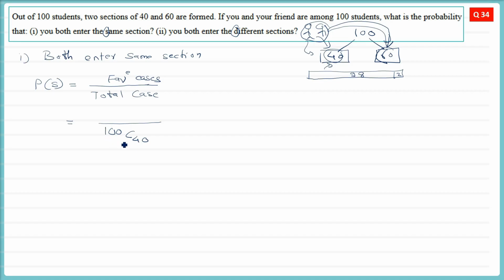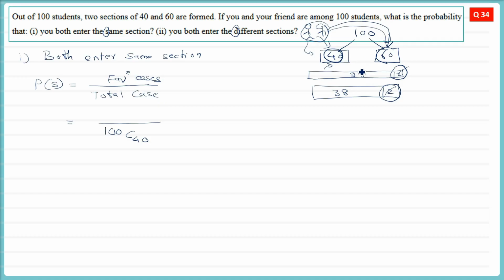that is the selection of total number of cases. But your favorable cases, if you are going to the 40 section, in this 40, 2 are you. In this 40, 38 are others and 2 are you. So how will these 38 be selected? Because you are thinking about yourself, but there are other students also. So we need to think about them also.